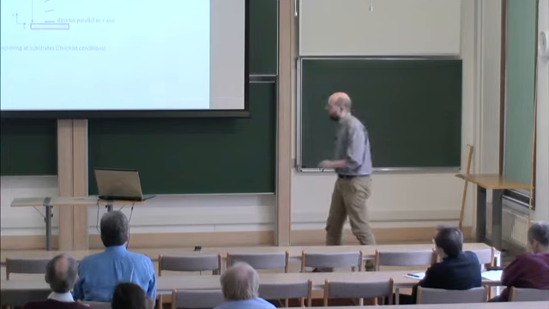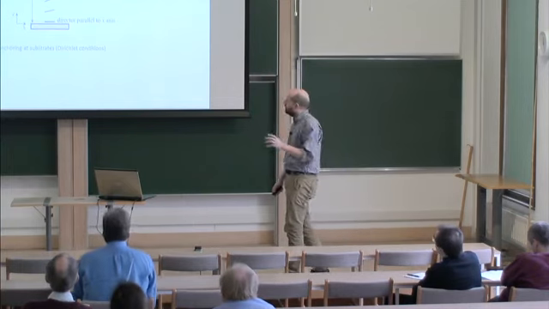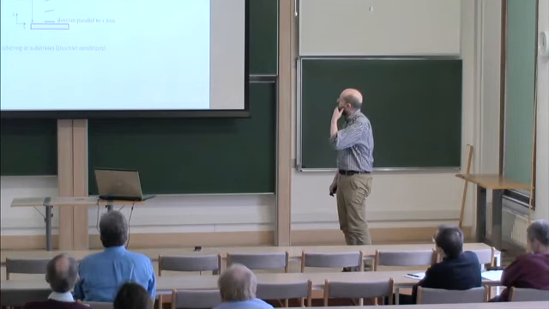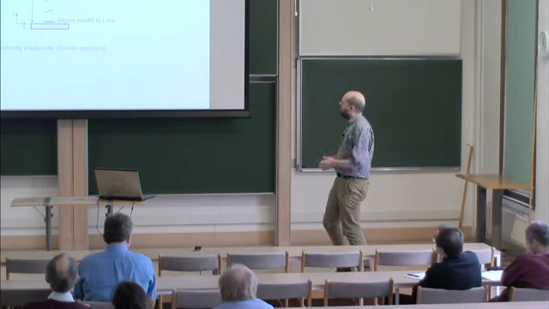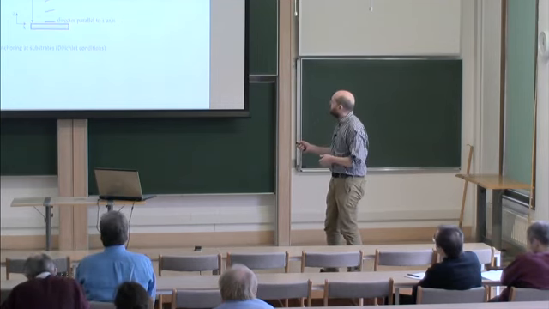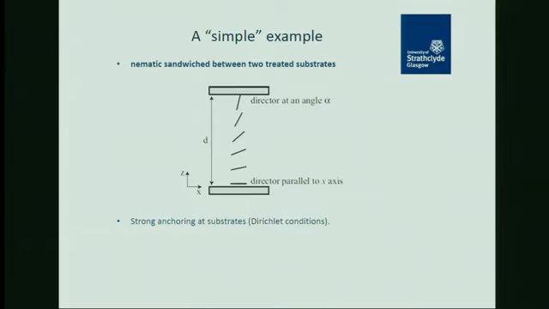Okay, a simple example. I'll run through a very simple example and then go on to some more complicated things. It seems simple, though it's not as simple as we might first think. Here we have two surfaces, two substrates, the top and the bottom, infinite in extent, and a one-dimensional system where we've got nematic liquid crystal sandwiched between these two substrates. Usually these are glass or plastic in an experiment. I'm going to assume they're a distance d apart.